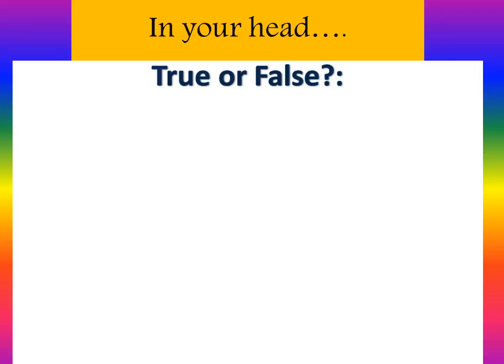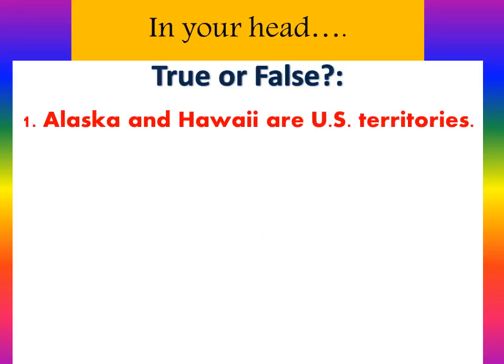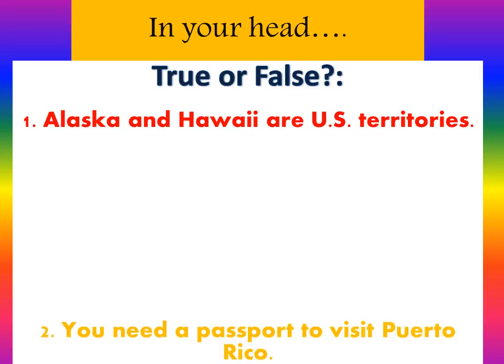Okay, now, before we actually start doing the worksheet together, I want you to just get in your head for a second. Think about these questions. I'm going to post 4 questions, and I want you just to think, are they true or false? Just think about it. First one, Alaska and Hawaii are U.S. territories. True? False? I don't know.